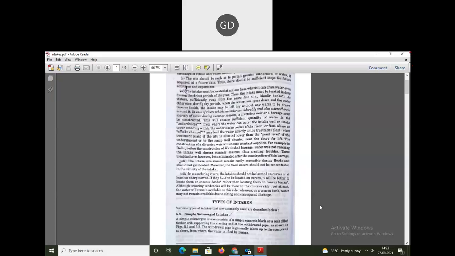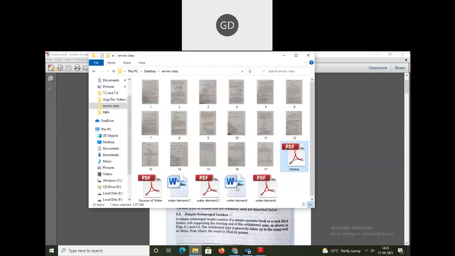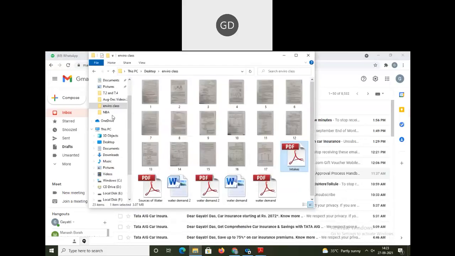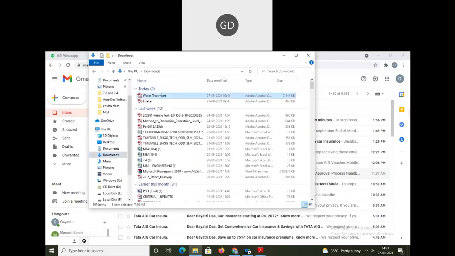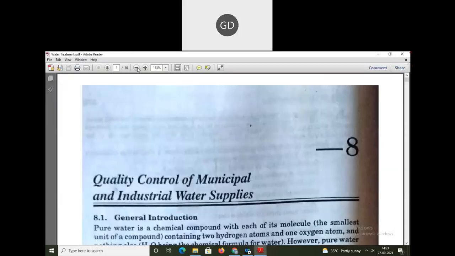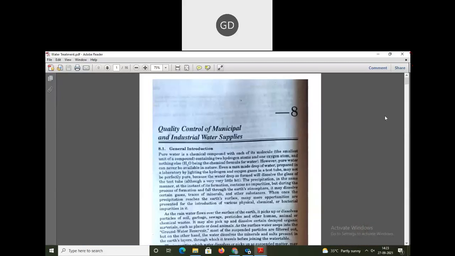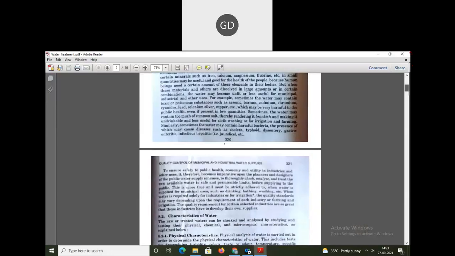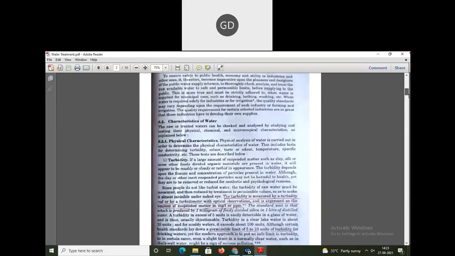Next, we are going to study the quality control of municipal and industrial water supplies, or in short, you can say the treatment of water. Before treating the water in the treatment plant, you have to know certain characteristics of the water.